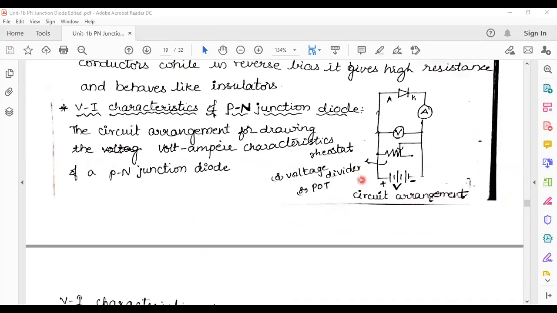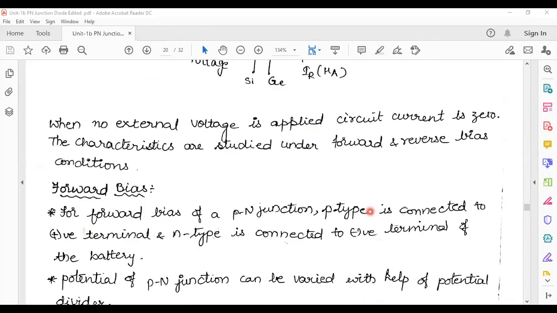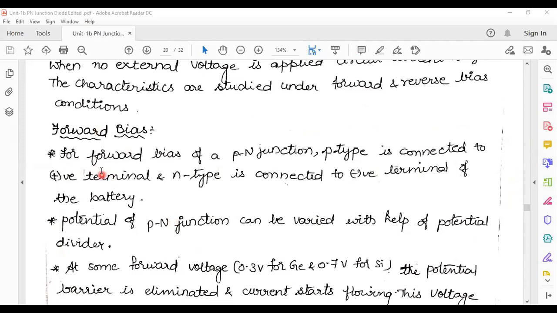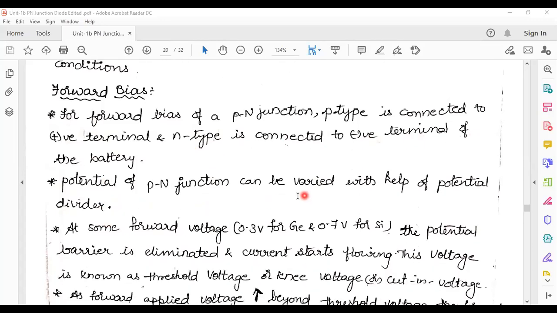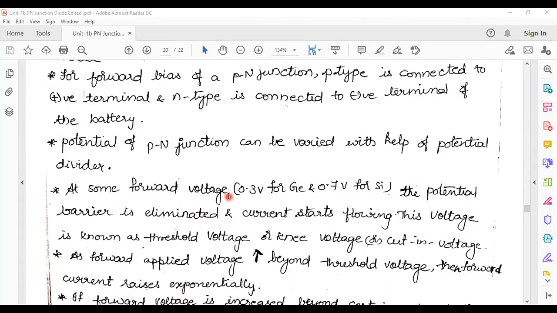And this is the forward bias condition. When no external voltage is applied in the circuit, current is 0. For forward bias of a PN junction, P type is connected to the positive terminal and N type is connected to the negative terminal of the battery. Potential of the PN junction can be varied with the help of a potentiometer. At some forward voltage, 0.3 volts for germanium and 0.7 volts for silicon, the potential barrier is eliminated and current starts flowing.